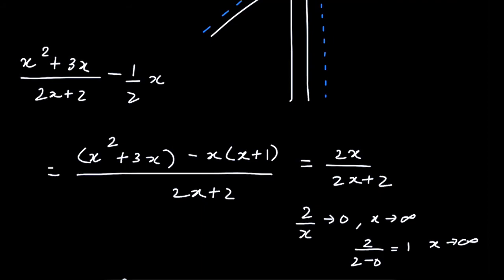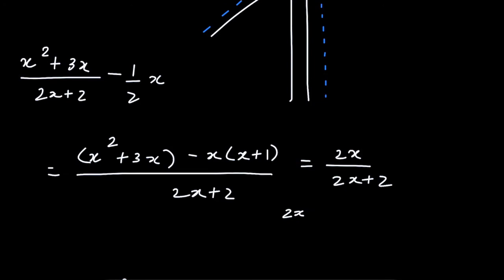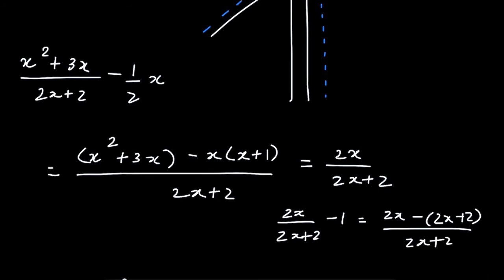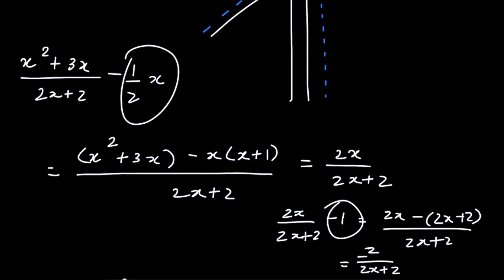And so if we subtract this value from 2x plus 2, from minus 1, we'll get 2x minus 2x plus 2 over 2x plus 2, and this would give us -2 over 2x plus 2. And so we got this expression by subtracting first 1 over 2x and then -1 from the function value. And since this difference approaches 0 as x approaches infinity, we found the equation of the oblique asymptote.